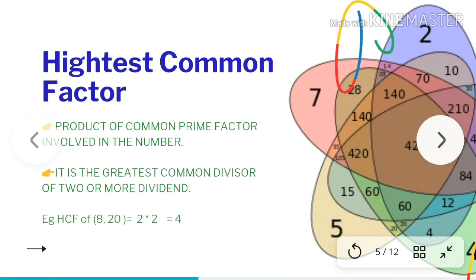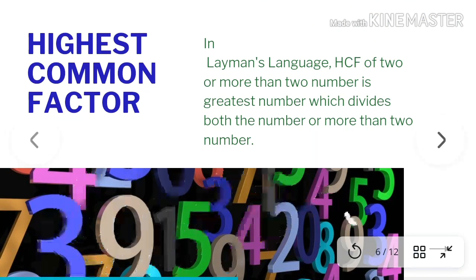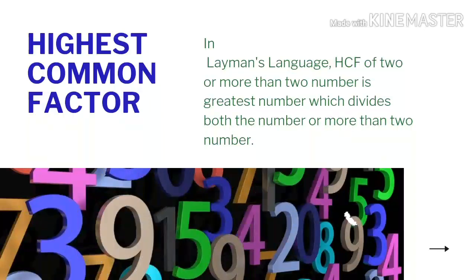Next is HCF, highest common factor. It is the product of common prime factors involved in the numbers and it is the greatest common divisor of 2 or more numbers. Again with the same example, taking only the common factors of 8 and 20, the HCF of 8 and 20 is 2 into 2, which gives 4 as the value. In layman language, the HCF of 2 or more numbers is the greatest number which divides both the numbers or more than 2 numbers.